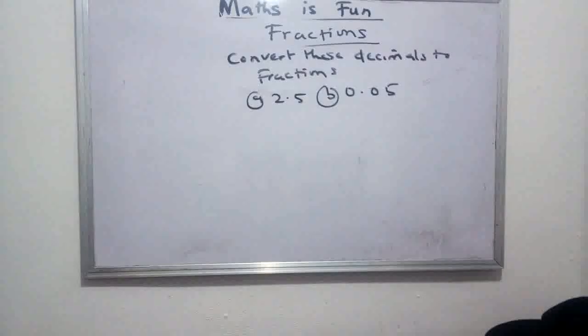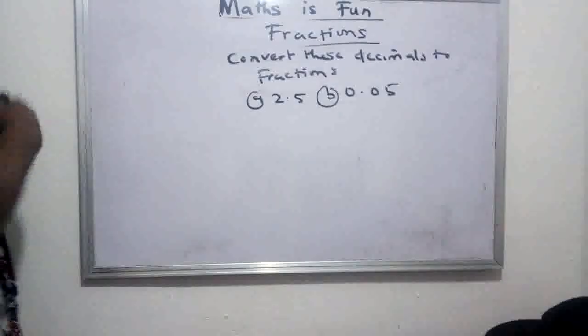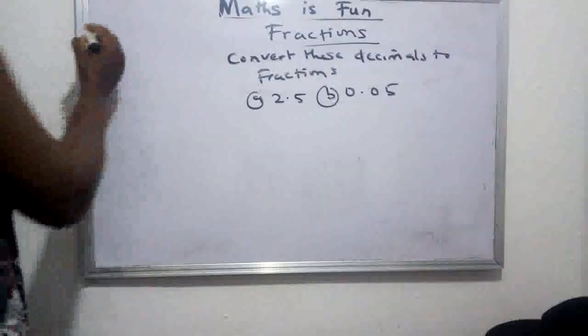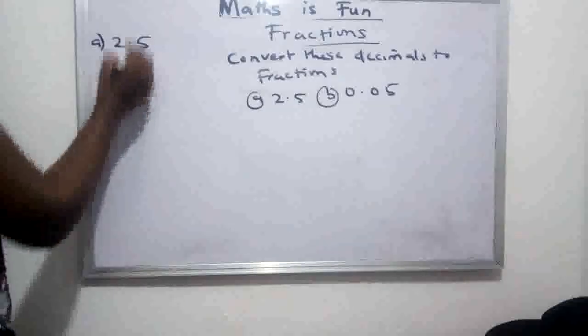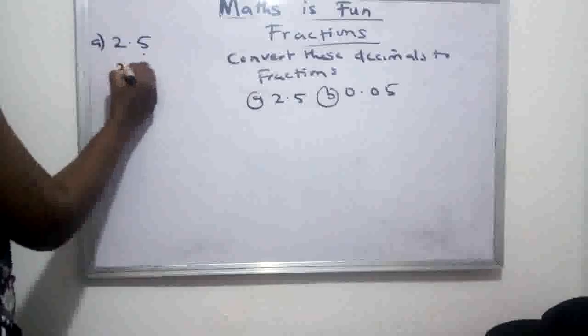Alright, so let's go straight to the examples for today. You're asked to convert 2.5 to a fraction. One number appears after the decimal point, which is 5. So we simply say 25/10.